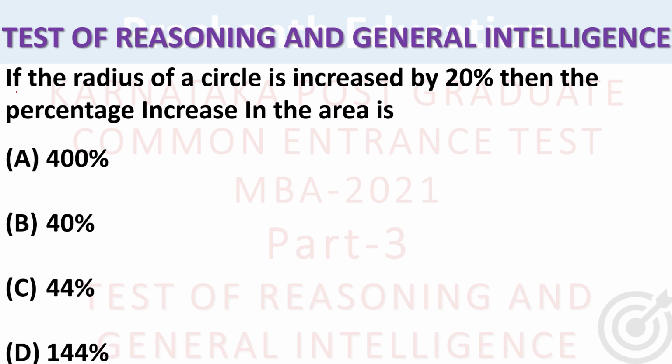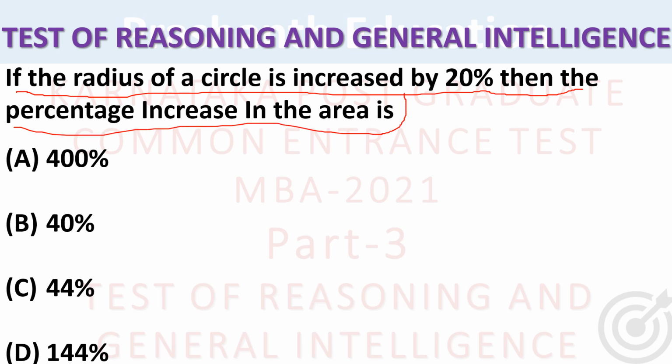Okay, what's the next problem? If the radius of a circle is increased by 20%, then the percentage increase in the area is. So we need to calculate the percentage increase in the area they are talking about. Okay, let's put a simple formula of how we calculate percentage increase.